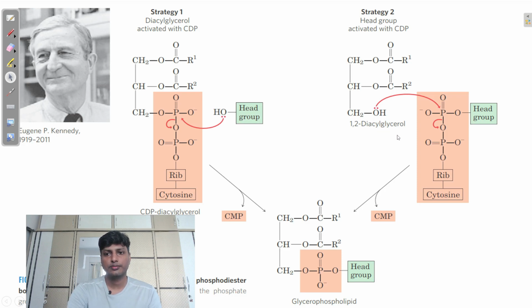The second strategy is the CDP, that is cytosine diphosphate, will first attach to the head group, and this entire structure will now attach to the OH group of 1,2-diacylglycerol, right? So try to understand this. One method is first 1,2-diacylglycerol will attach to CDP, resulting in the formation of CDP diacylglycerol, or CDP will first attach to head group and then it will attach to 1,2-diacylglycerol. In both the ways, one CMP is going to be removed and finally there will be a formation of a particular type of phospholipid. So this strategy was explained to us by Eugene Kennedy in case of E.